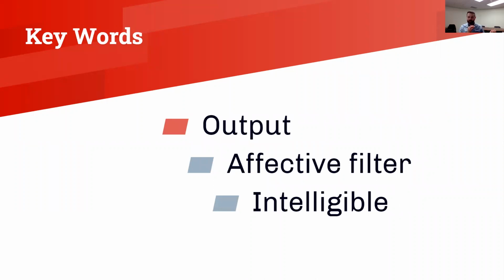We said input was listening and reading, or the decoding skills where they get the language and they have to decode it to get meaning. Output's the opposite. They have the meaning inside them and they've got to encode it in order to share that language with others. The affective filter.